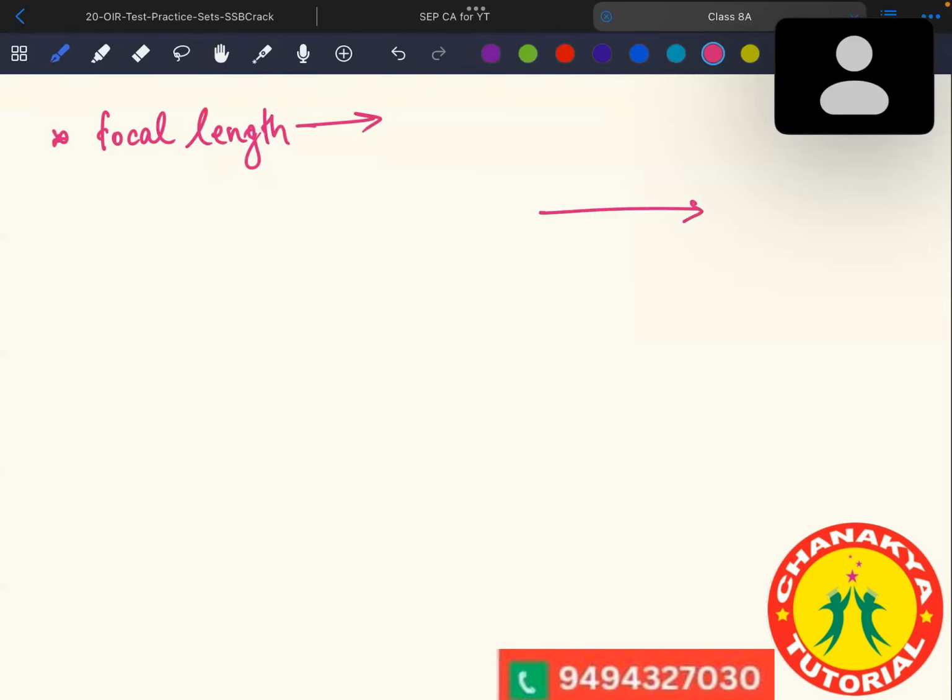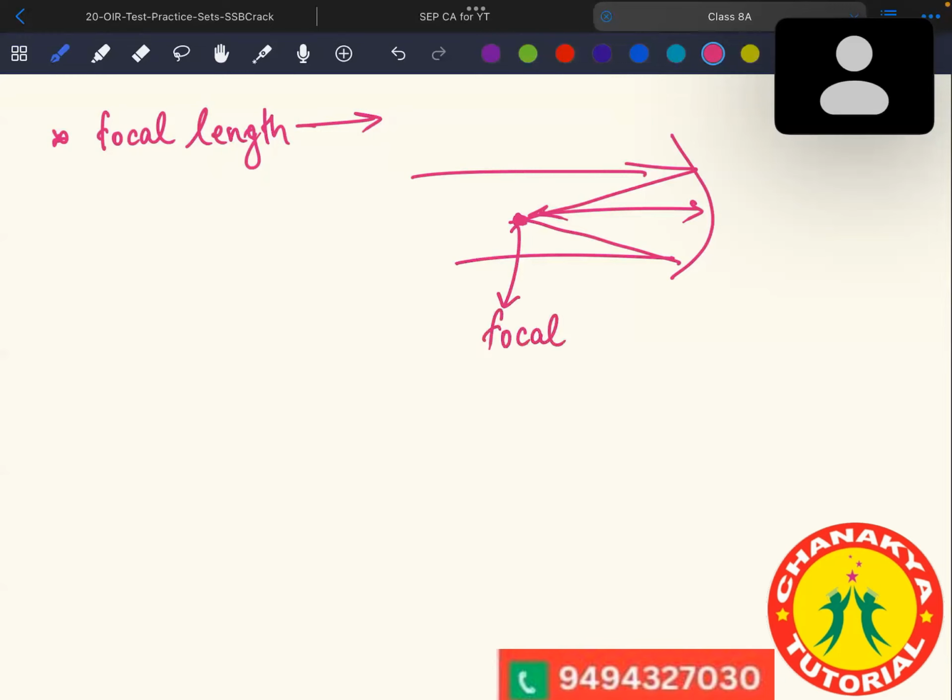So it is a distance from a mirror at which the rays coming from infinite distance converge. Okay, sir. So any object which is at infinity focuses at the focal point. So if we talk about this point, it is the focal point, where two rays intersect.